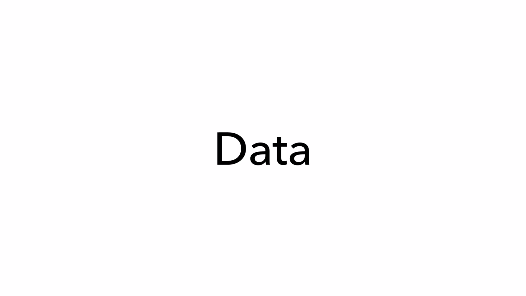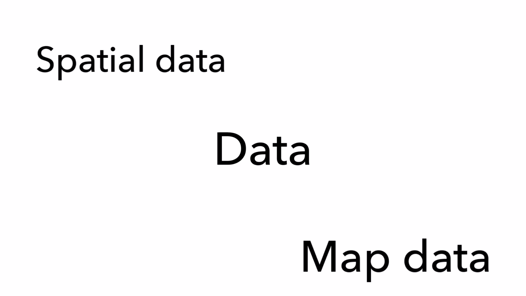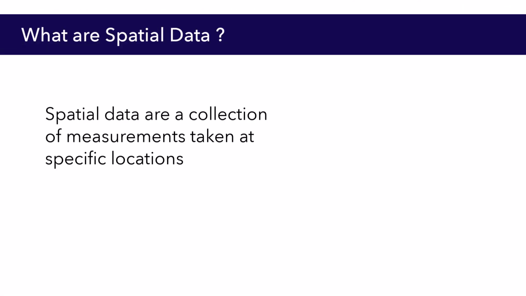I'm really excited to talk to you today about the data that we use in GIS. Sometimes we call these data spatial data, sometimes we call them map data, sometimes we call them geographic or location data, but regardless of how you define it, it's the same thing. It's data that you can link to a place on the earth or a space.